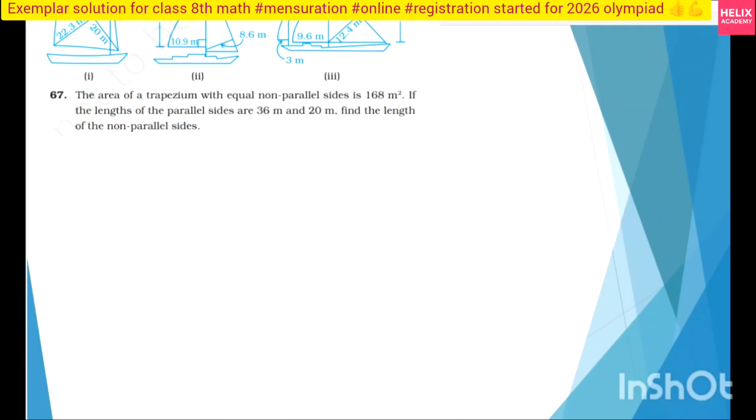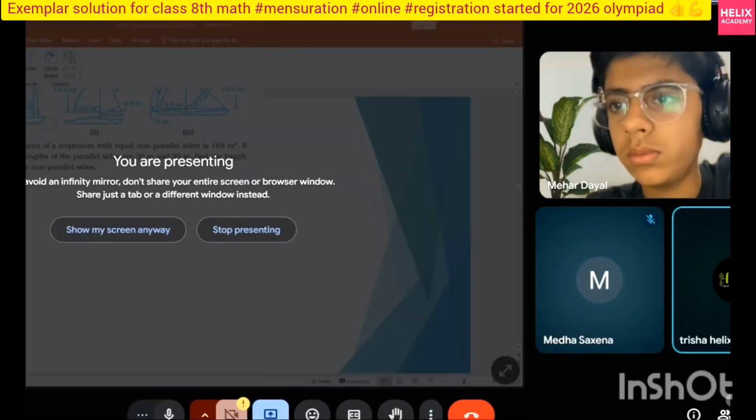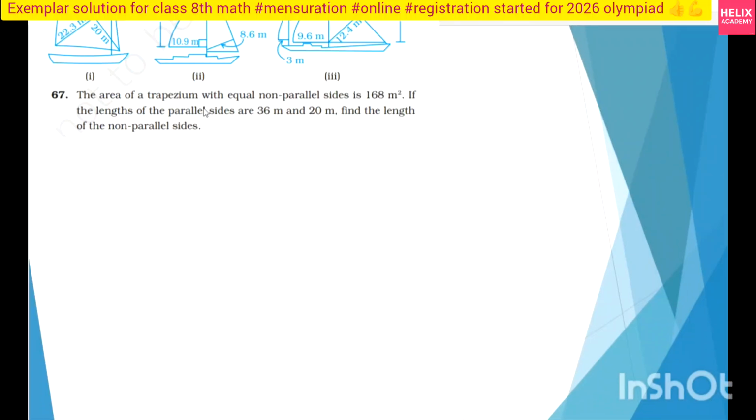See, question number 67, what they are saying is that the area of a trapezium with equal non-parallel sides is 168 meter square. Okay, now then what they are saying, if the lengths of the parallel sides are 36 meter and 20 meter, find the length of the non-parallel side. Okay, parallel sides lengths are given and non-parallel side length they are asking.